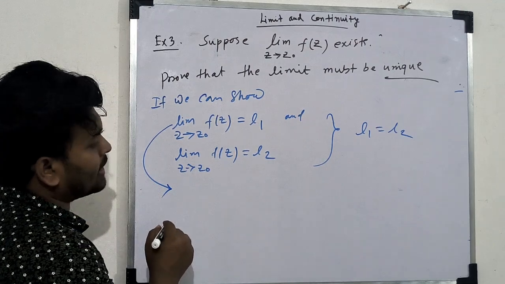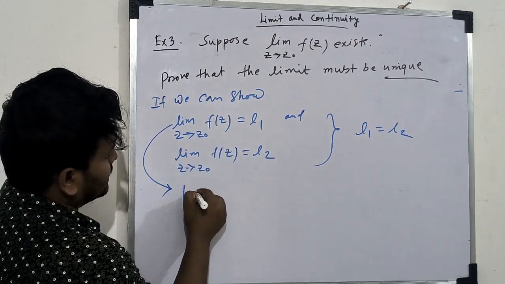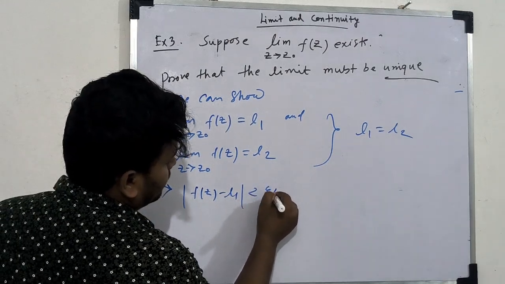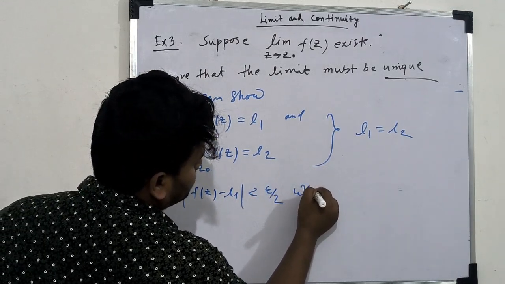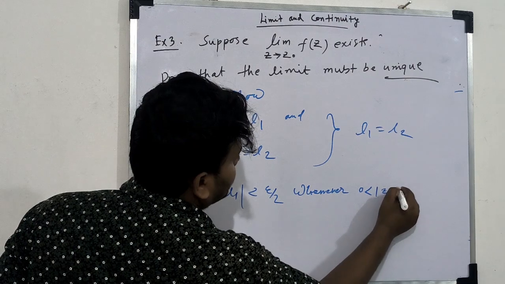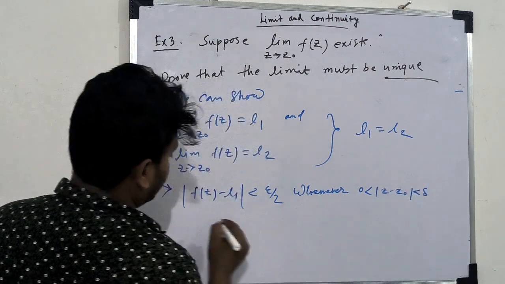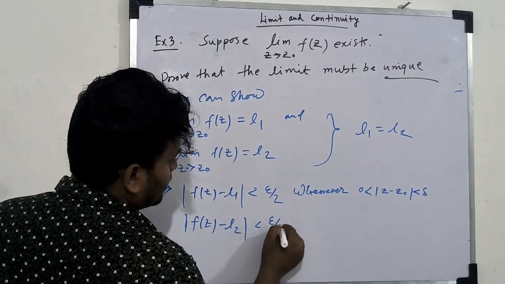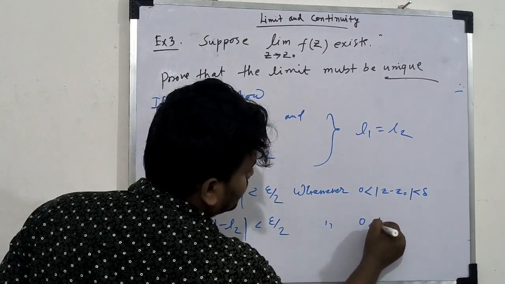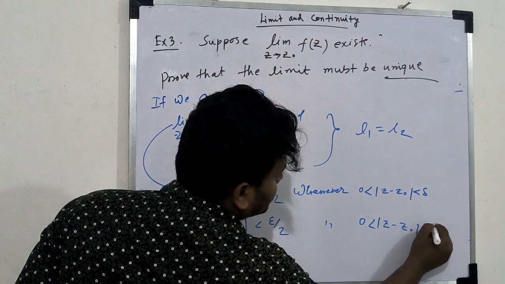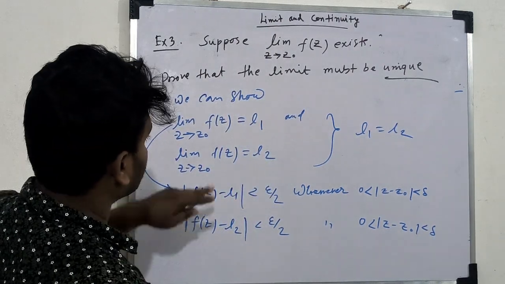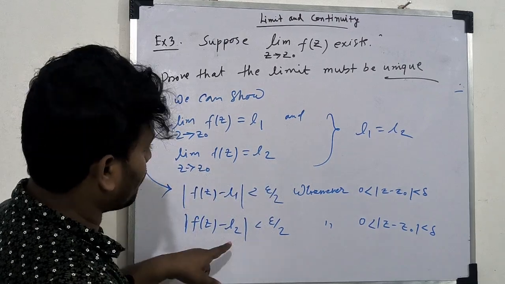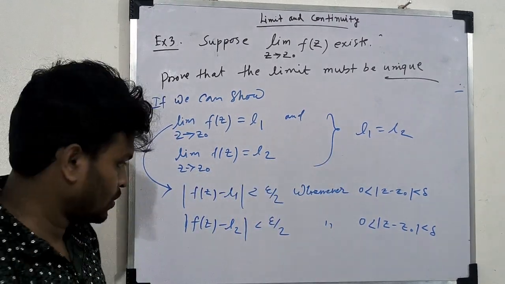By the epsilon delta definition, from this we can write modulus of f of z minus L1 is less than epsilon by 2 whenever 0 is less than modulus of z minus z0 is less than delta, and modulus of f of z minus L2 is less than epsilon by 2 whenever 0 is less than modulus of z minus z0 is less than delta. These two happen whenever we consider this limit equal to L1 and L2. So from this we have to show L1 equals L2.